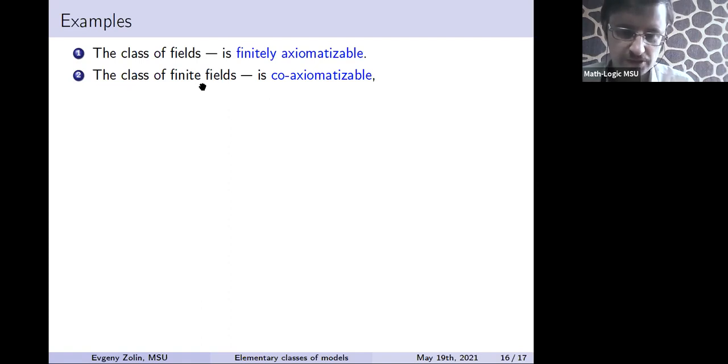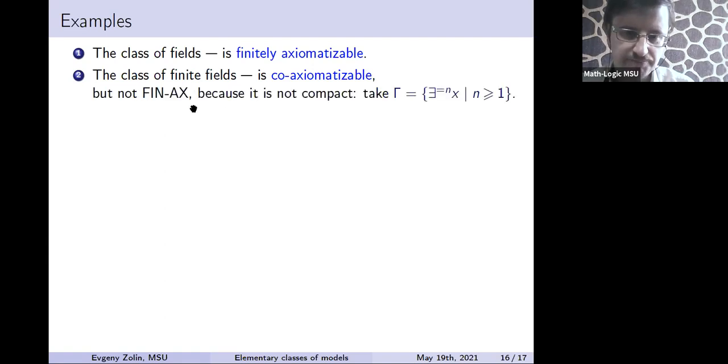So we take all fields of cardinality 2, all fields of cardinality 3, 5, 7, and so on. So it belongs to the second layer, to the co-axiomatizable classes. Does it belong to the first layer, to the finitely axiomatizable classes? No, we already considered this argument. We can simply show that the class of finite fields is not compact.